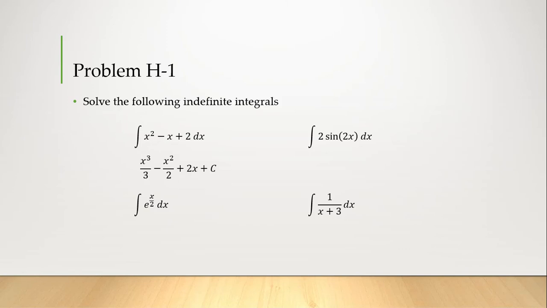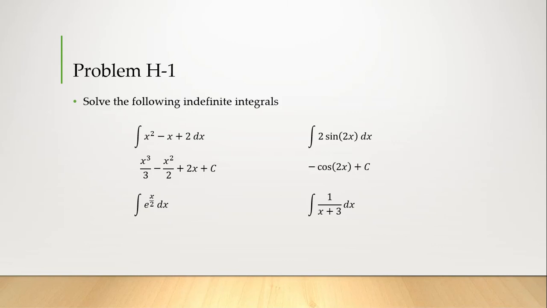The first one would be x cubed over 3 minus x squared over 2 plus 2x plus c. Now it's worth pointing out that when you add or subtract, kind of like differentiation, you can add and subtract integrals. This could be rewritten as the integral of x squared dx minus the integral of x dx plus the integral of 2 dx, which is what I get here.